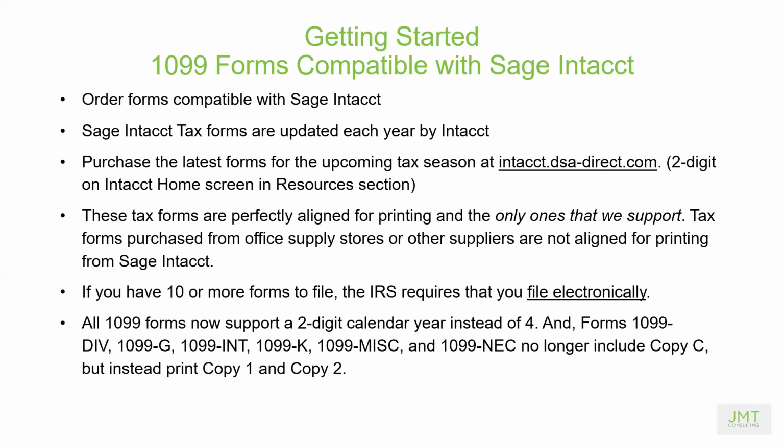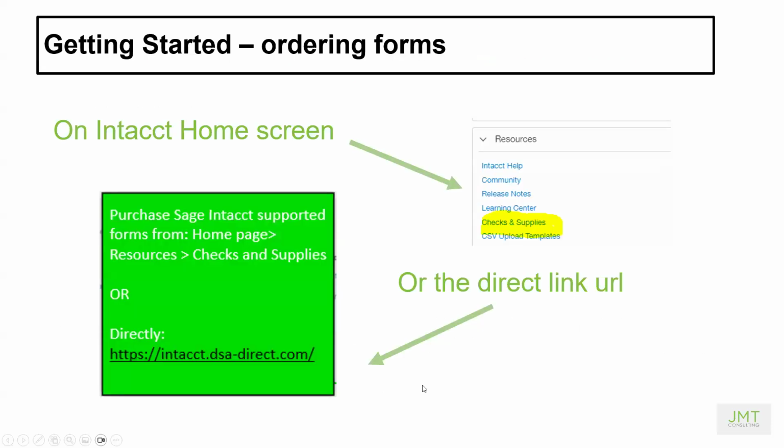So you can put in 24 instead of 2024. And these forms that are listed here at the bottom, they no longer include copy C, but instead print copy 1 and copy 2. Okay, so those are the latest updates in Intacct and from the IRS. So let's go to the next one.